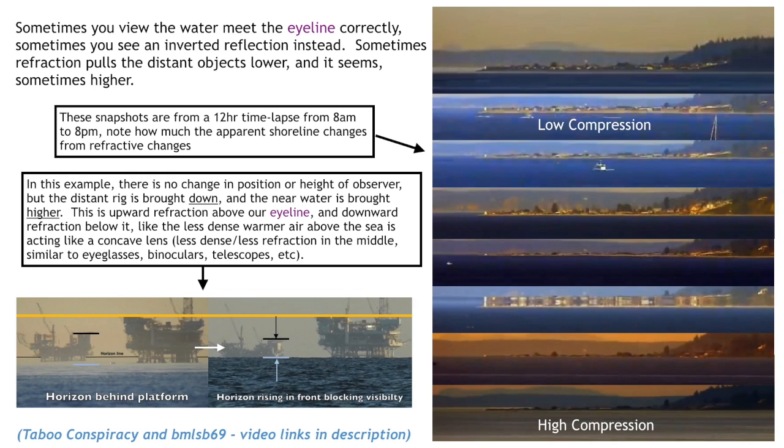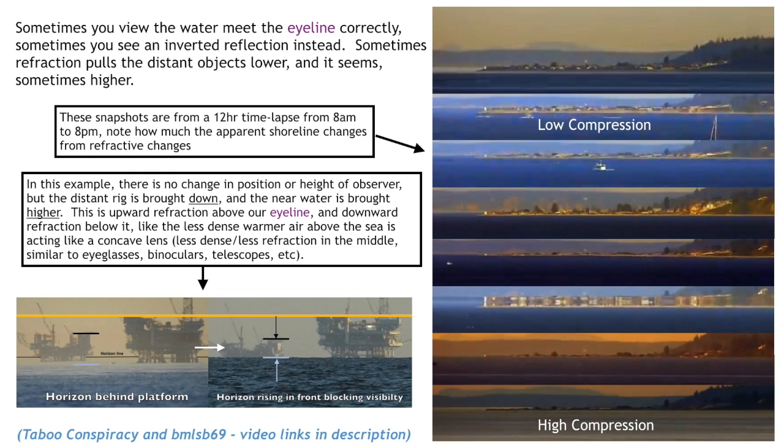So sometimes you view water meet the eye line correctly. Sometimes that water meets it somewhat correct or without a terrible amount of distortion. And sometimes you see an inverted reflection instead. Sometimes refraction pulls the distant objects lower, and sometimes it seems higher. You can see there's very low compression of the buildings in one of the views, and you can see a much higher rate of compression. Those buildings are squished together much more in other views. Sometimes there's inversion, sometimes there's not.